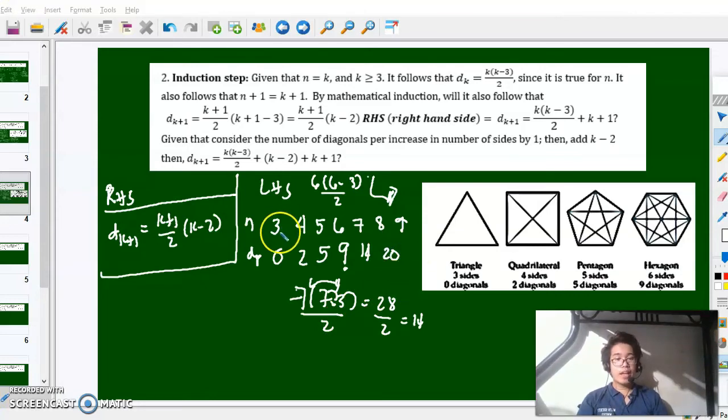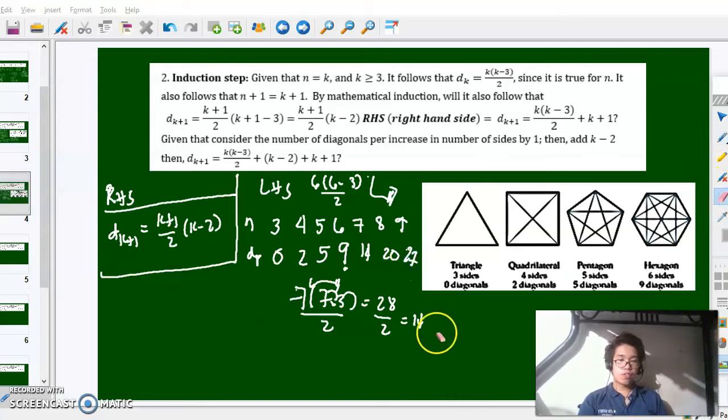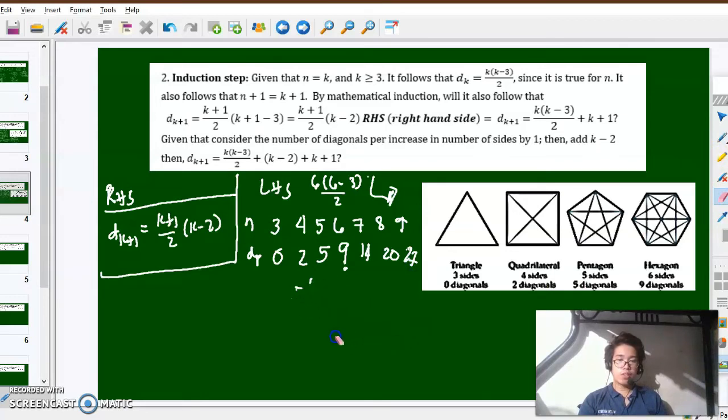Okay, 9, if we substitute that to the formula, we have 9 minus 3, so that's 6. And 9 times 6 is 54, and 54 divided by 2, you get 27. So the number of diagonals for an enneagon or a nonagon is 27. Okay, so let's erase the values that we have here.